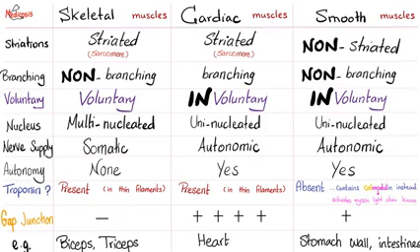Autonomy. If you are autonomic, you have autonomy. The autonomy of the heart is by the sinoatrial node and atrioventricular node. The autonomy of the gut is by the enteric nervous system. Troponin is present in the skeletal muscles, is present in the cardiac muscles, but it's absent from the smooth muscles, and it's replaced by calmodulin. This is very important clinically.